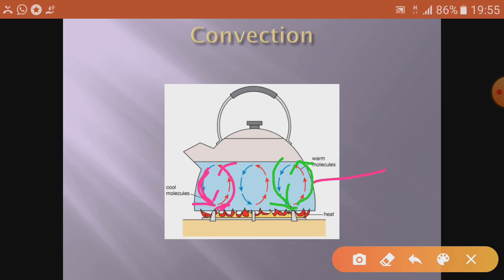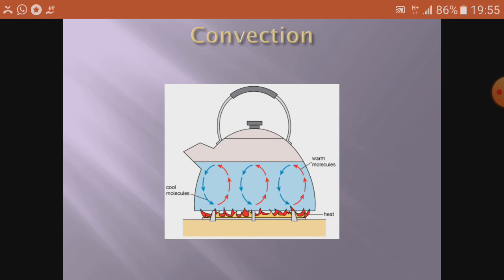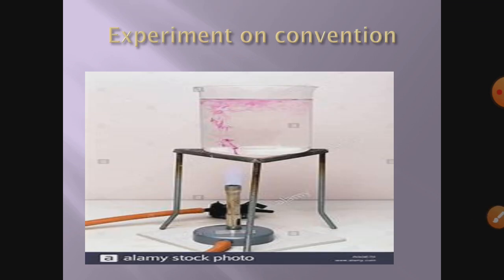So today we have learned that the method of transfer of heat in solids is called conduction, and the method of transfer of heat in the case of liquids and gases is called convection. Now we will understand this with the help of one more activity. This is the experiment based on convection, where you need a Bunsen burner, tripod stand, beaker, and crystals of potassium permanganate.